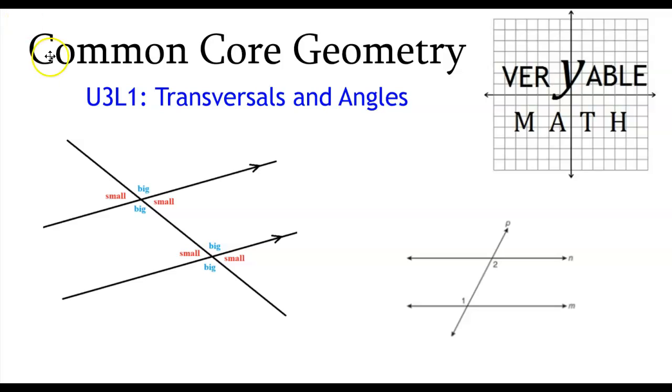Hello students, this video is the first lesson in the third unit. We're going to be talking about transversals and angles. There are a lot of vocabulary words in this lesson, so get ready for that. We're going to be talking about all the angles that are formed when two parallel lines are intersected by one line that intersects them. That's called a transversal.